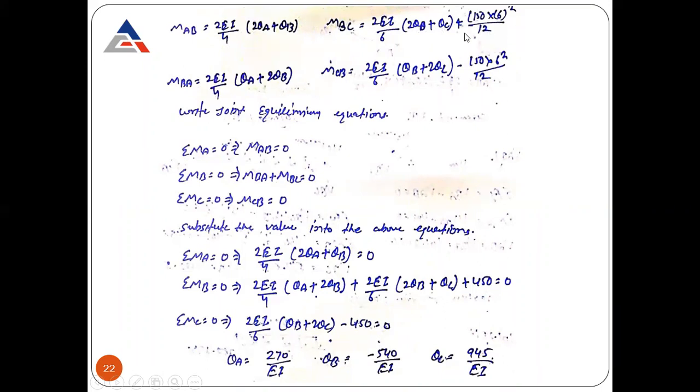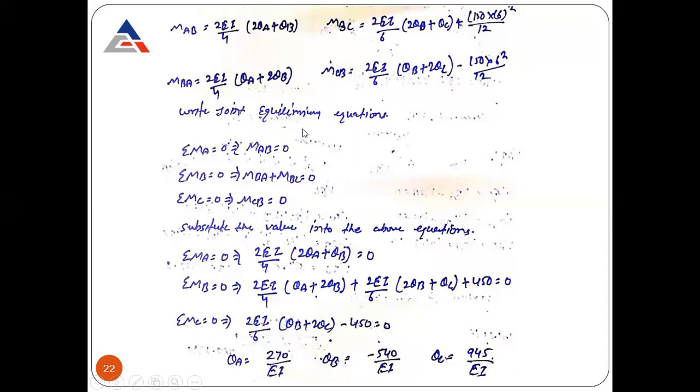In the case of UDL, where load is acting over the beam, the fixed end moment comes out to be WL square by 12. If it is anti-clockwise, take it positive. If it is clockwise, take it as negative. That is the sign convention that we need to follow. So 150 into 6 means WL square by 12. Same for CB also, just the sign changes: 2EI by 6 times (theta B plus 2 theta C) minus WL square by 12.